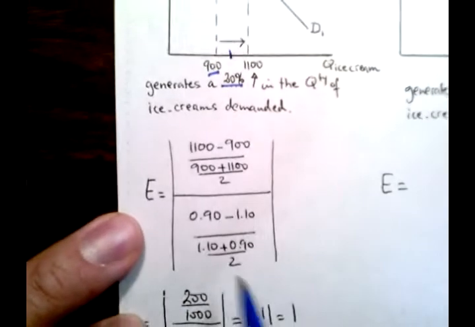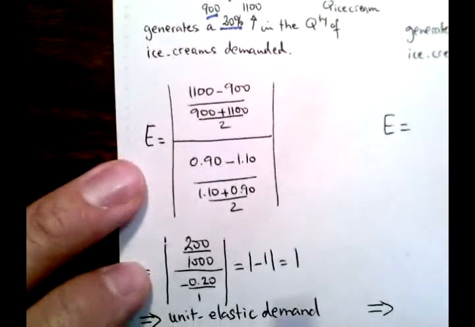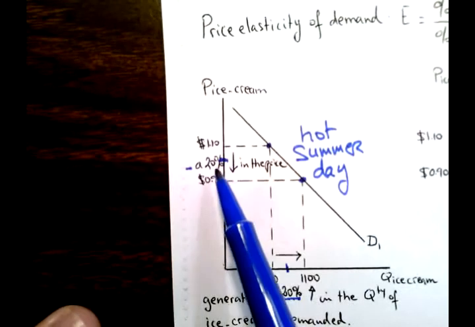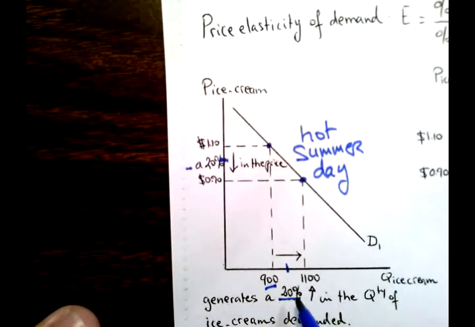And that's my elasticity. So when I do the calculation, I get this ratio. I want to take the absolute value, and I see that the elasticity is equal to 1. That is, if I were to reduce the price by 20%, quantity demanded will increase by 20%. 20 over 20, that's 1.